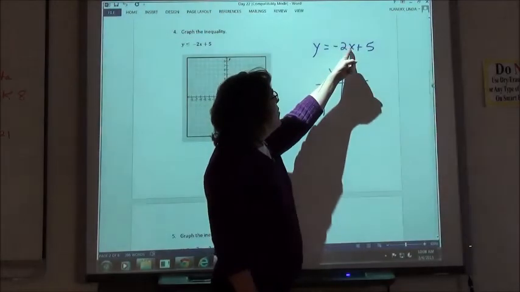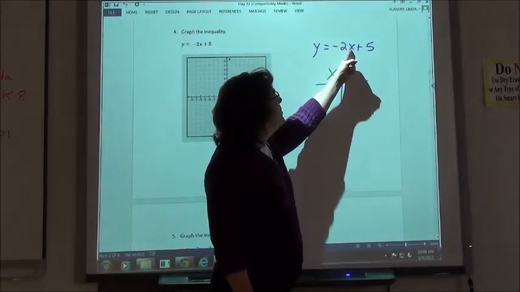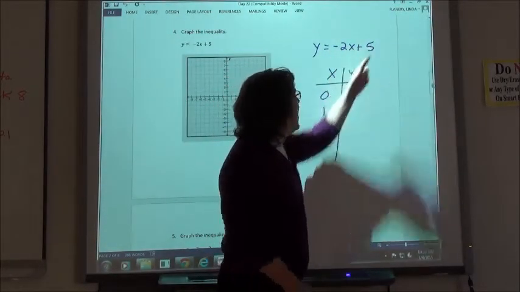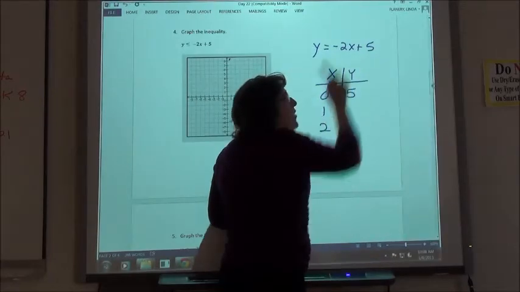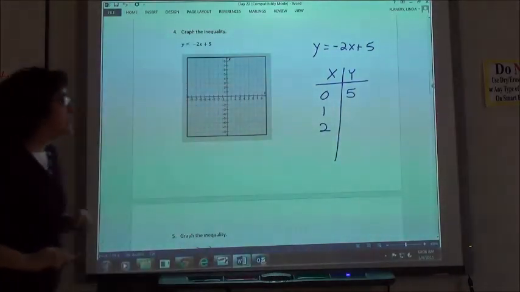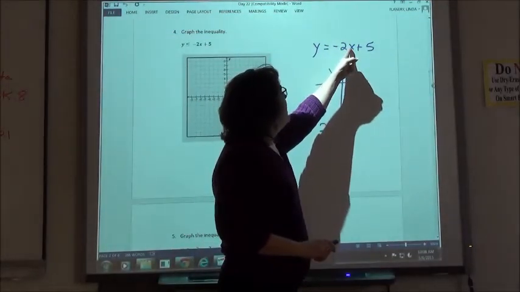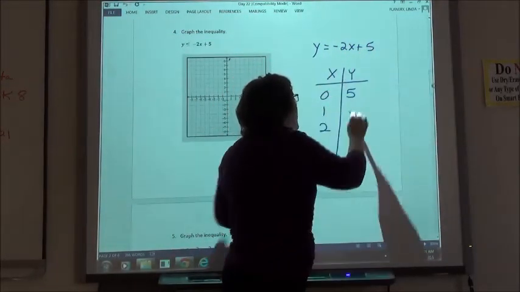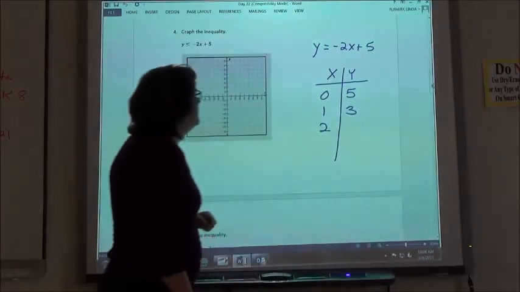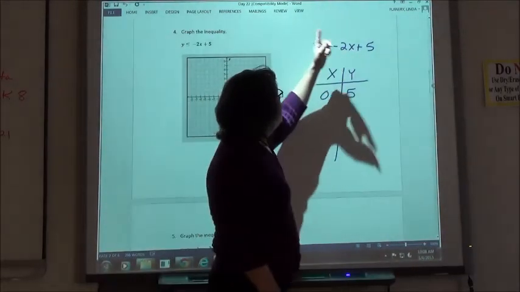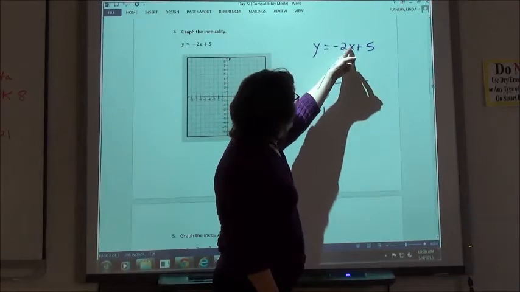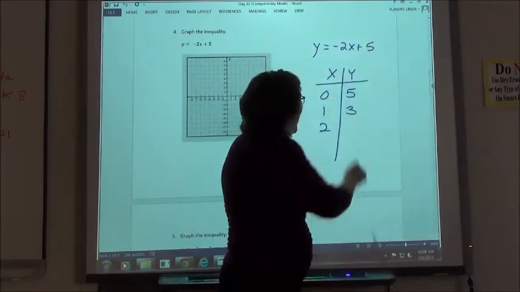If I put 0 in for x, negative 2 times 0 is 0. 0 plus 5, still 5. We know that number should be our y-intercept. If I put a 1 in, negative 2 times 1 is negative 2. A negative 2 plus a 5 is 3. If I put a 2 in, negative 2 times 2 is negative 4. Negative 4 plus 5 is 1.